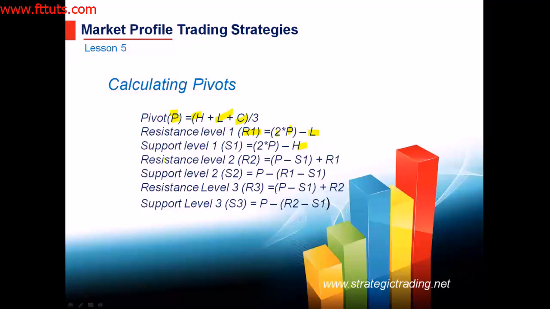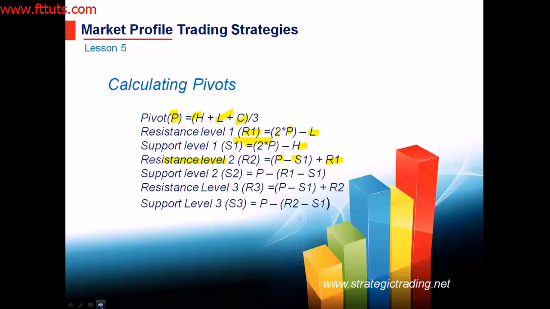And then the calculation for resistance level 2 is simply the pivot minus support 1, which was the number we just calculated here, plus R1, and so on. Very simple formula, just simple math, addition, subtraction, and division. You don't even have to do this anymore. I just show it to you so that you have an idea where the numbers come from.